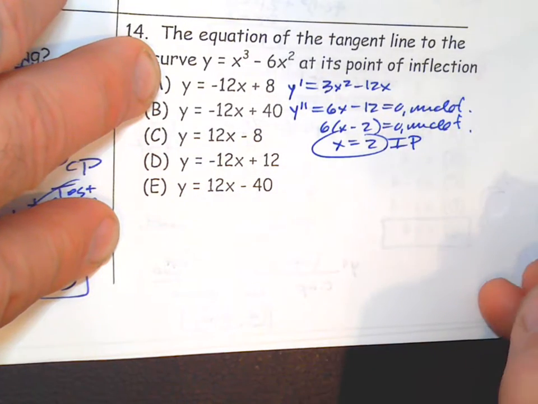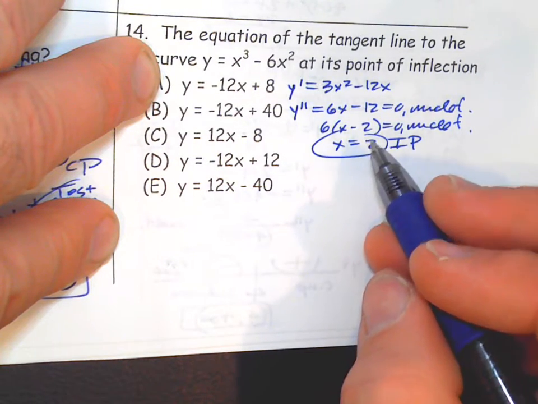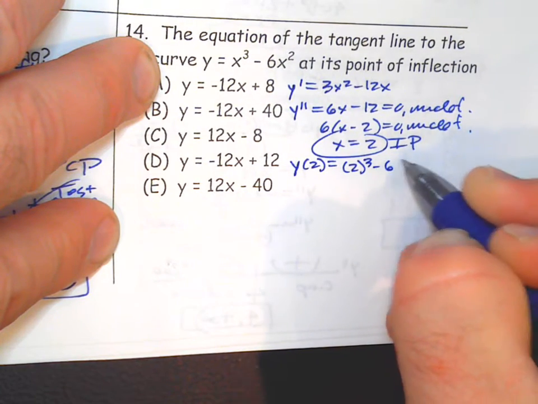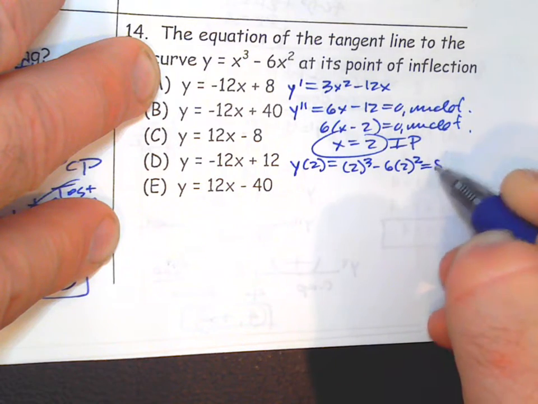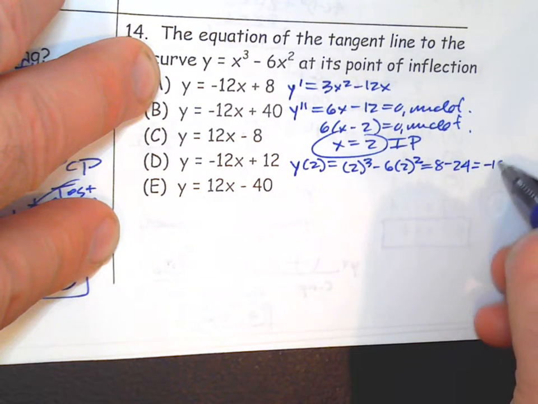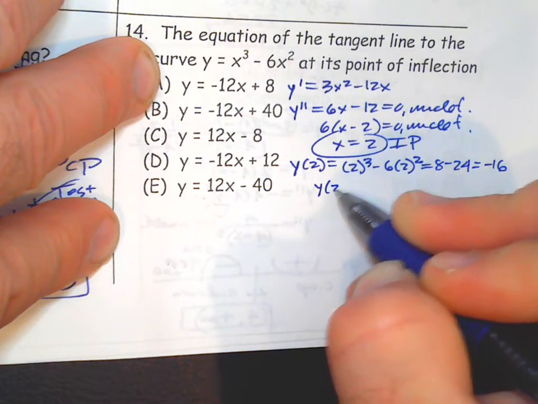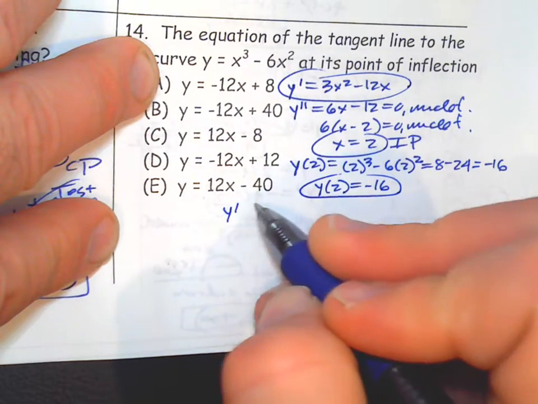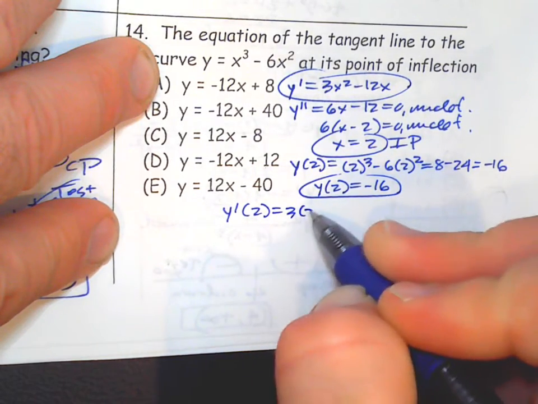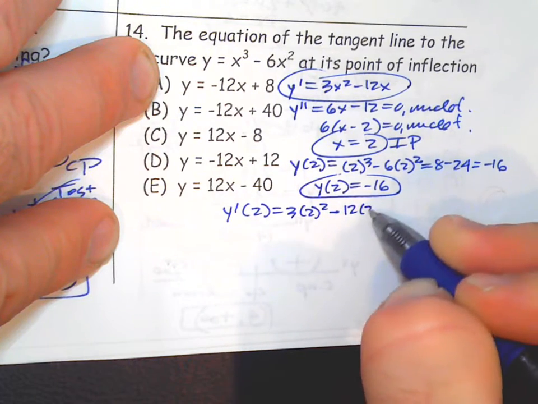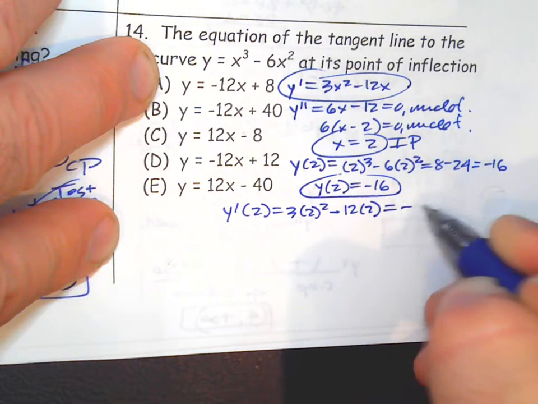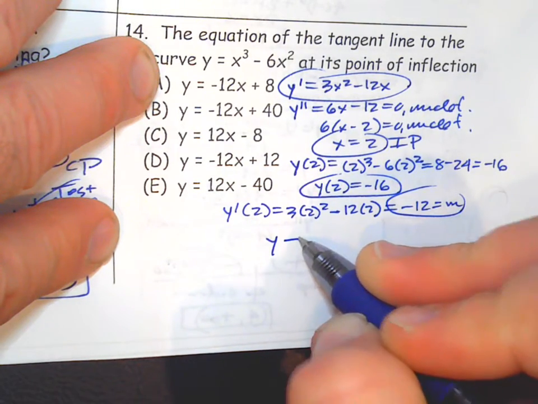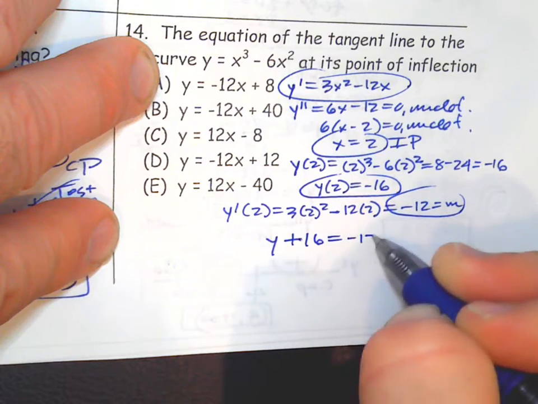So we want to find the equation of the tangent line. We have the x value we want. We need the y value that goes with it. So it's going to be 8 minus 24, which is negative 16. So that's your point. We need the slope. We have y prime, so we just need to plug 2 into that. That's going to be 12 minus 24, which is negative 12. So that's your slope. So y minus negative 16, which is plus 16, equals negative 12 times x minus 2.